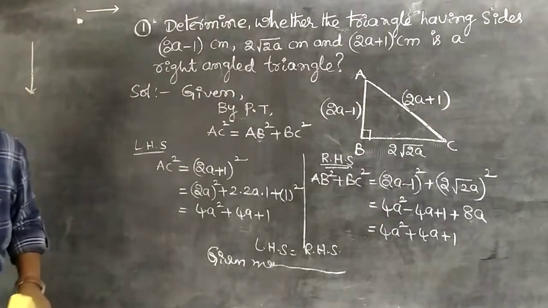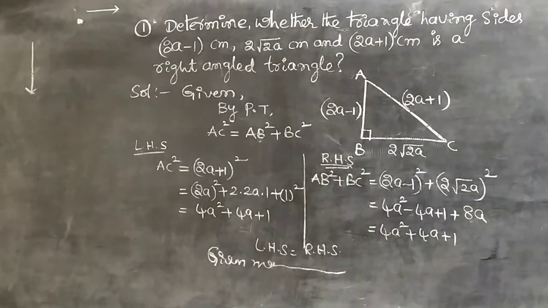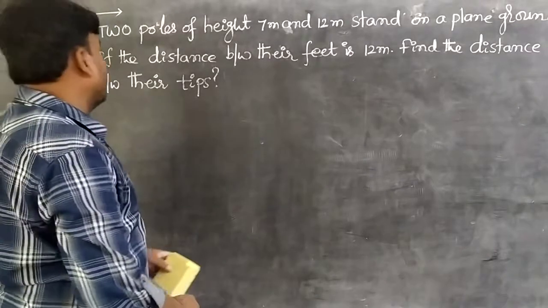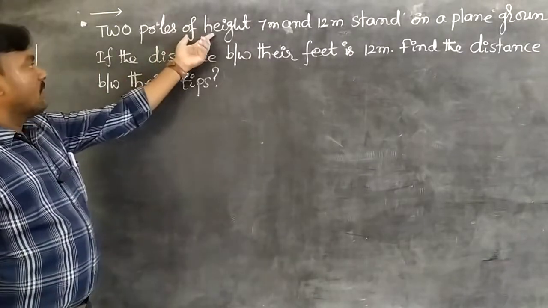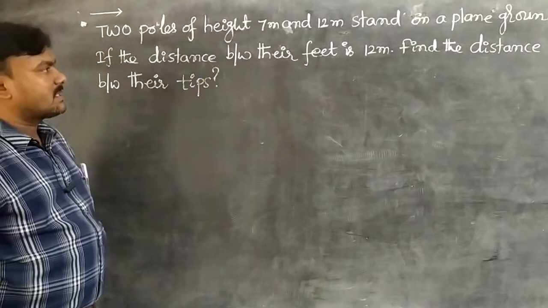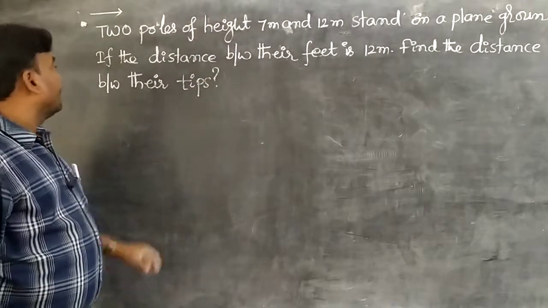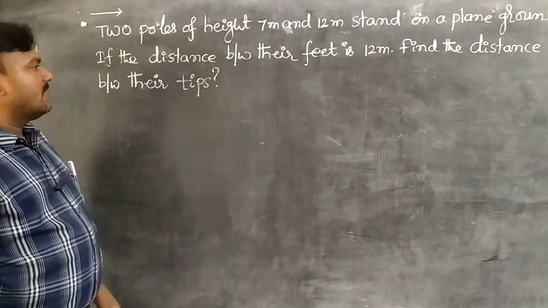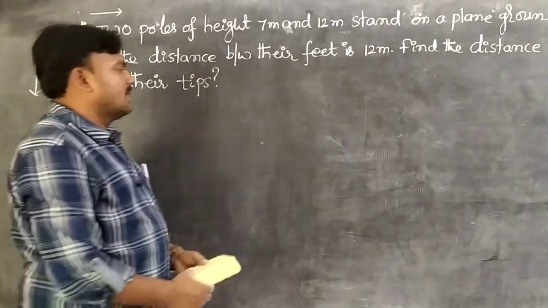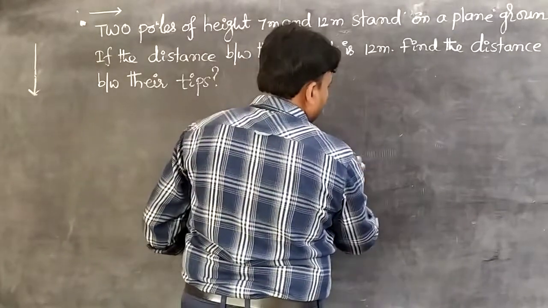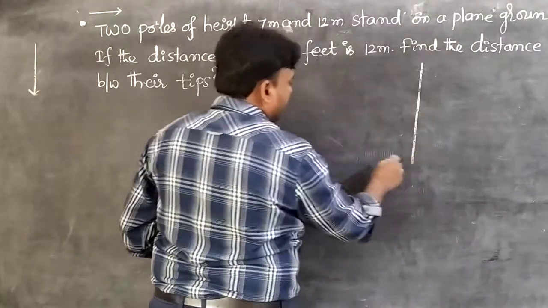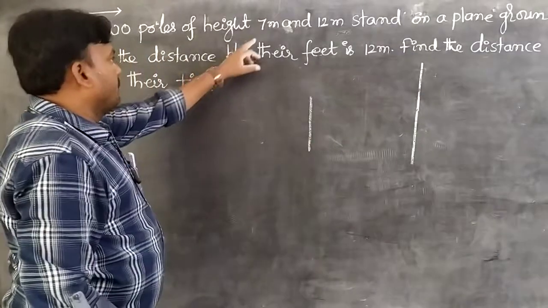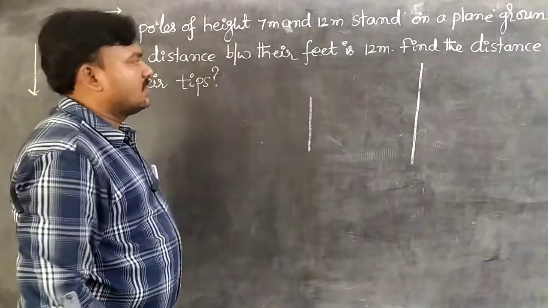Then we go for another one. Next, the related second problem, students. What is given, observe? Two poles of height 7 meters and 12 meters stand on a playing ground. If the distance between their feet is 12 meters, find the distance between their tips. First we take two poles, one and another on the other side. The small pole is 7 meters, the big pole is 12 meters.